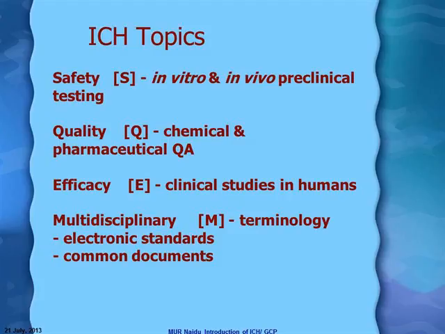Second, quality, denoted as Q, where the quality of chemicals and the pharmaceutical formulation is covered. Third is efficacy, denoted by letter E, which covers all the phases of clinical trial in human subjects. And the fourth one is multidisciplinary, which is denoted by letter M, covers terminology, electronic standards, and some of the common documents used during the clinical trial.